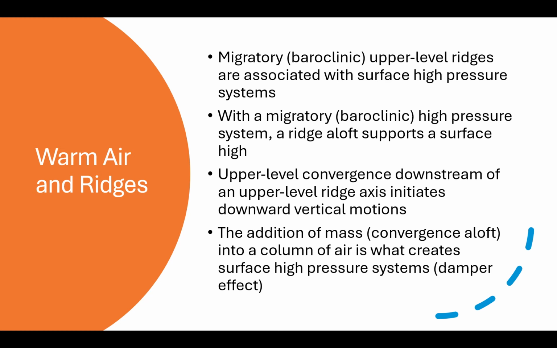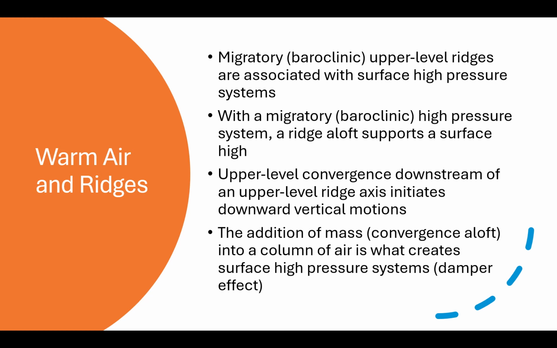With warm air and ridges, the migratory baroclinic upper level ridges are associated with surface high pressure systems that move in and out of an area. With a migratory baroclinic high pressure system, a ridge aloft is going to support that surface high. In this case, we have the dampener effect, where we get upper level convergence, or the coming together of the winds aloft above the ground, meeting, and then that air sinks. So we get downward vertical air motion.